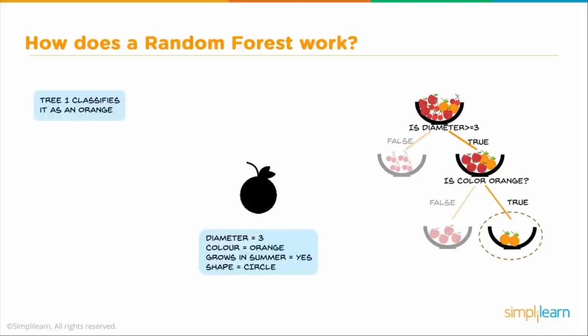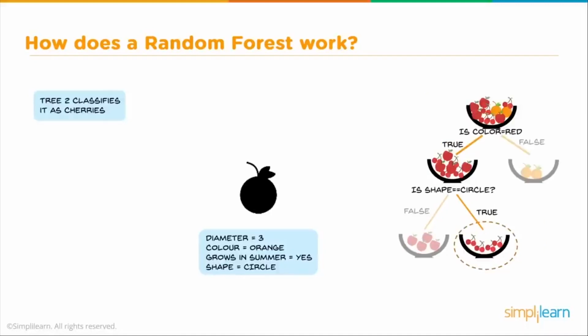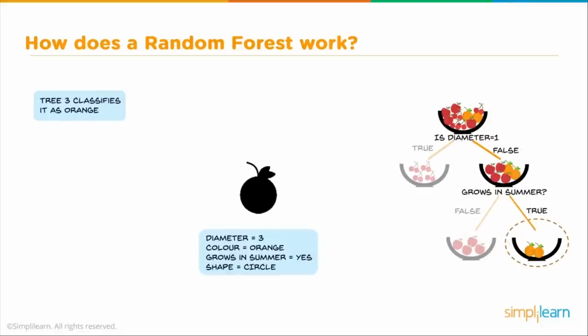And if you go to the right, you can look at what one of the decision trees did. This is the third one. Is the diameter greater than or equal to 3? Is the color orange? Well, it doesn't really know on this one, but if you look at the value, it'd say true, and it'd go to the right. Tree 2 classifies it as cherries. Is the color equal red? Is the shape a circle? True, it is a circle. So this would look at it and say, oh, that's a cherry. And then we go to the other classifier and it says, is the diameter equal 1? Well, that's false. Does it grow in the summer? True. So it goes down and looks at it as oranges.